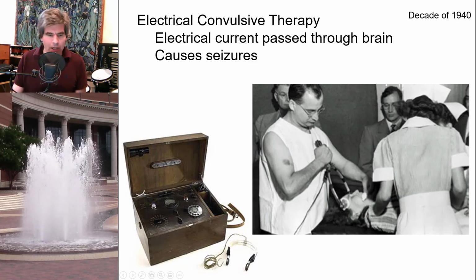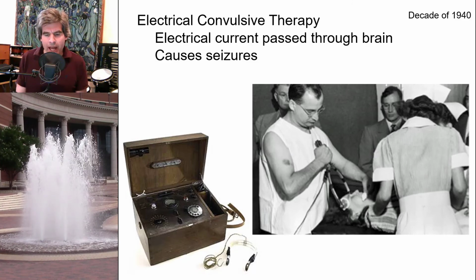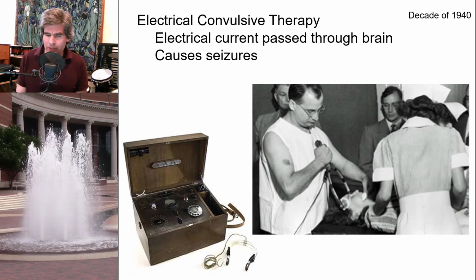And then electrical convulsive therapy is where an electrical current would be passed through the patient's brain, causing the patient to have seizures. Usually, medical professionals would have to hold the patient down while the patient was having seizures, and they typically put something in the patient's mouth to prevent the patient from biting his or her tongue. I believe the pictures on the screen depict what the electrical convulsive equipment looked like during the decade of 1940.